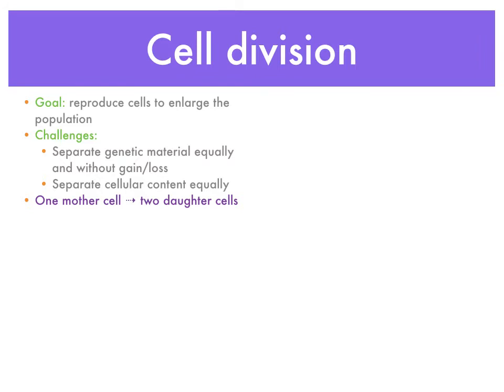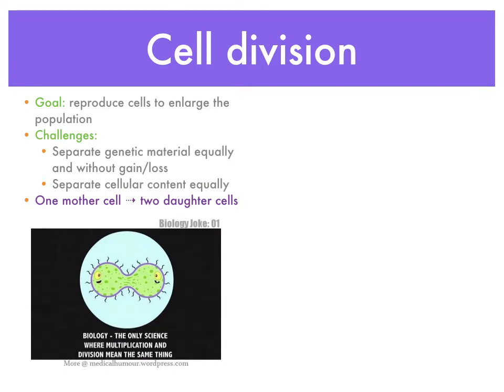These two daughter cells can eventually become mother cells themselves and give rise to two daughter cells each again, so four in total. So we have a little joke, but that is pretty true. It is that in biology it is the only science where multiplication and division mean the same thing. So when a cell divides, you will in fact multiply the number of daughter cells, and this is what is shown in this little picture.